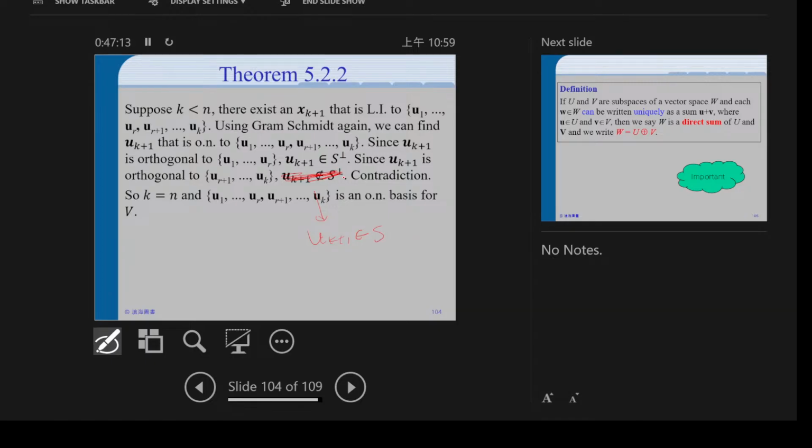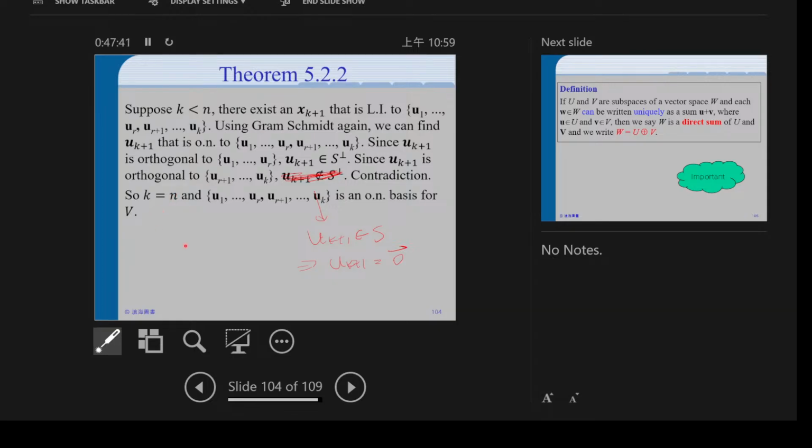Because it's both inside S perpendicular and S, then u_{k+1} must be the zero vector. But the zero vector cannot be normalized, and that contradicts that u_{k+1} is a unit vector. Its length would be both 0 and 1, so that's a contradiction. So we know that k cannot be less than n.